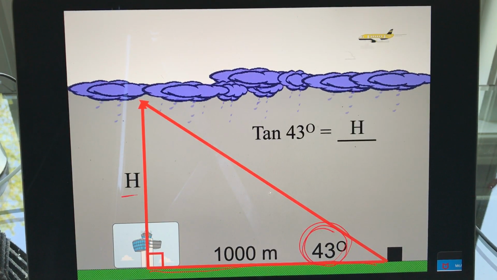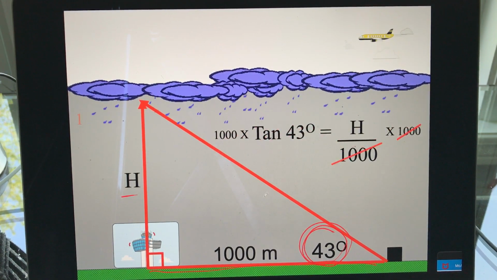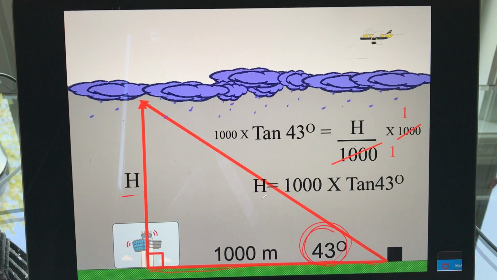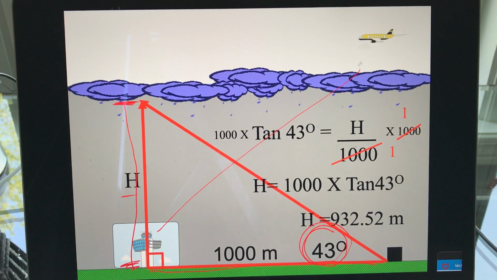Tan 43 is h over 1,000, right? The same as always, multiply both sides by 1,000, divides out on the right-hand side. Use your calculator and just type in 1,000 times tan 43, and you should get 937 meters. That would be the height, how high the clouds are above the airport. And they would then radio that information up to the actual plane just to let them know how far the ground is below the clouds.